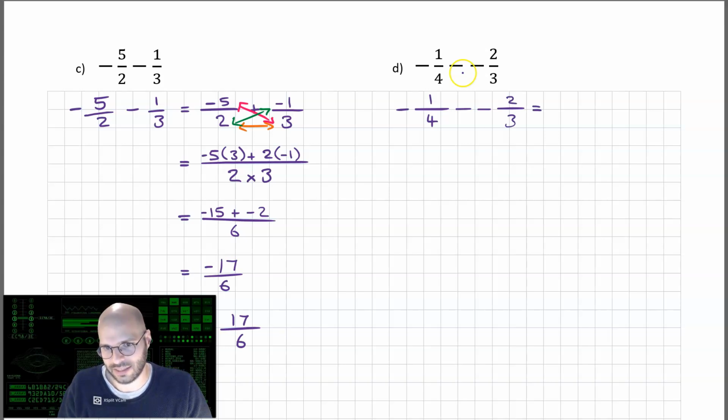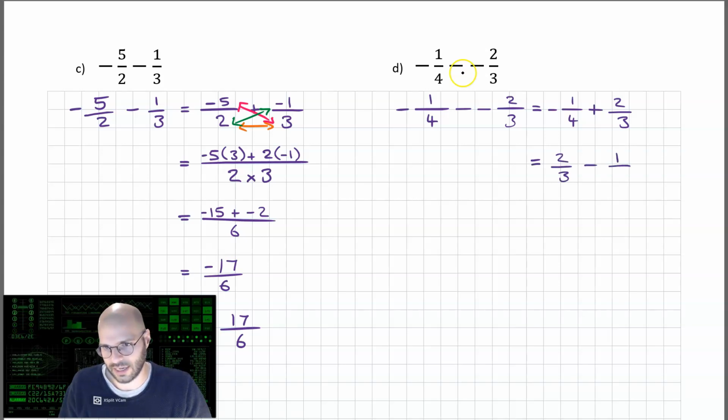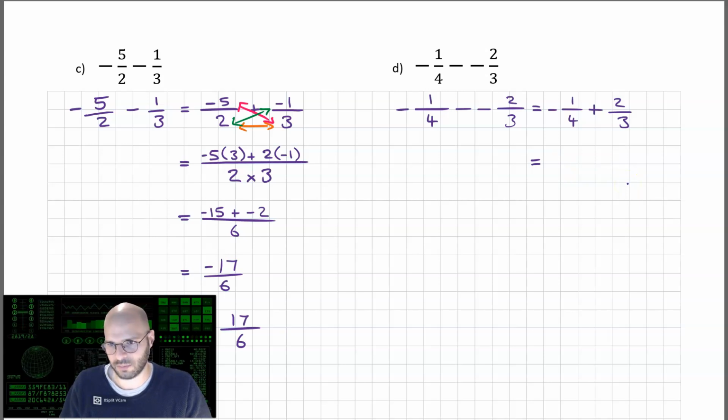Now if I think back to my integer rules, I know that the double negative is going to turn into a positive, so it's just a plus. So it becomes minus 1 over 4 plus 2 over 3. Now I've got the option, if I wanted, I could shuffle the two fractions around, so this term goes over here and this one over here, and then it becomes just like our second example. Or we can keep it in the order we have up here and see how that works out, which we'll do in this one.